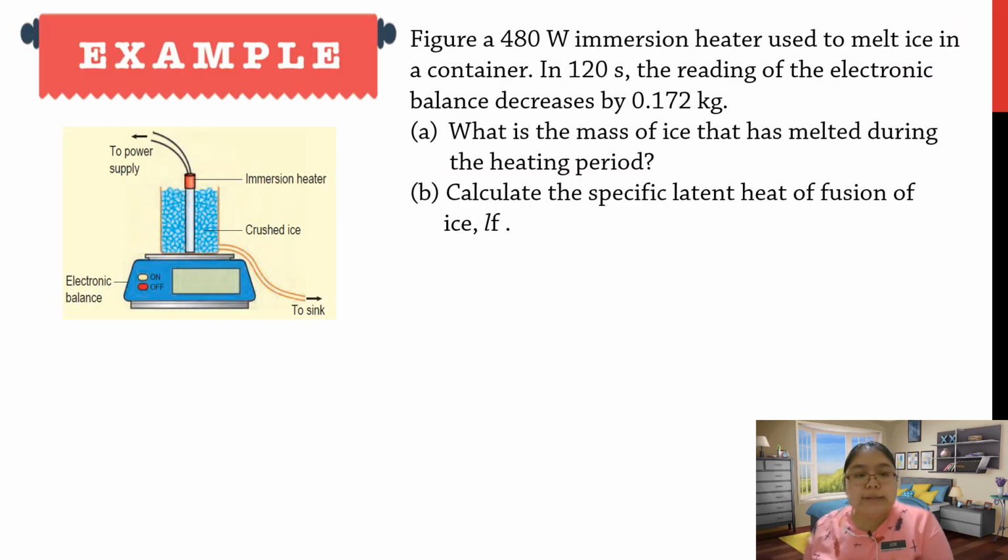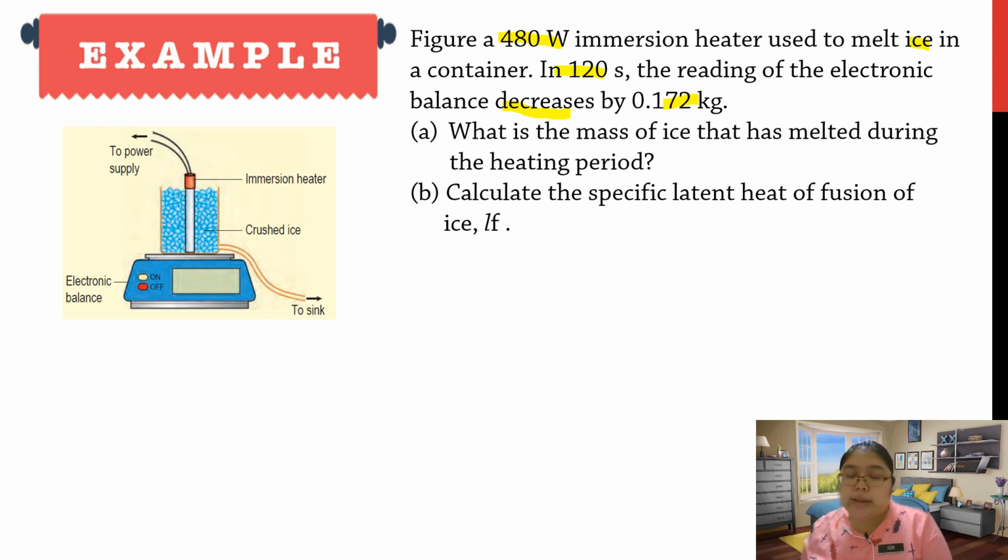Okay, now you can see some example questions. First one, let's see the question. They give you a 480 watt heater immersed in a beaker. They want to melt the ice. They use it for 120 seconds. The reading of the electronic balance decreases by 0.172. That means at the start it was higher. After the heating, it becomes 0.172 kilograms.